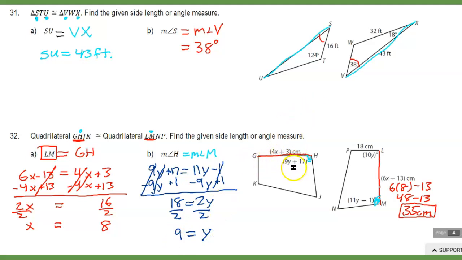Okay, so here is my angle H that I'm trying to find. It's right here, so I'll plug 9 into this. I'll get 81 plus 17, which is, actually, 98. Try that again. 81 plus 17, which is 98 degrees. There we go. And that's our final answer.